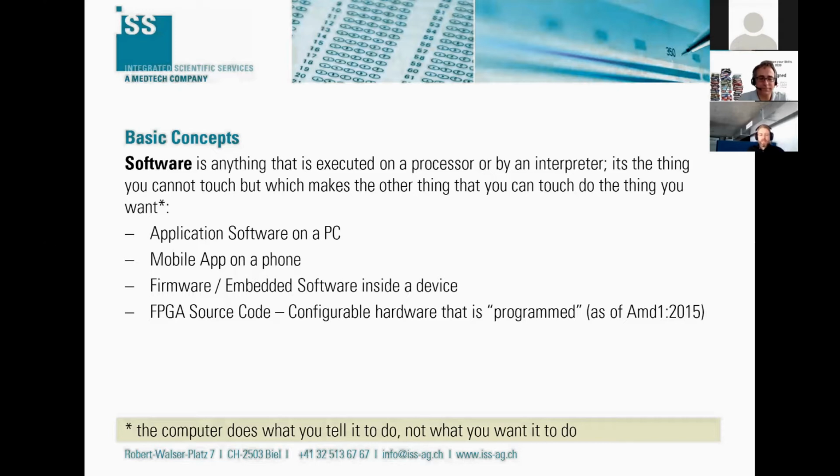And for some people, a bit less obvious is firmware code embedded into a device, maybe semi-permanently programmed into a microcontroller that's never seen by the end user. And it's a bit of a controversial topic. It also includes FPGA source code. So the FPGAs are configurable pieces of hardware that are still in a way programmed. And this is something that has been clarified with the amendment. But it is a bit of a controversial topic.